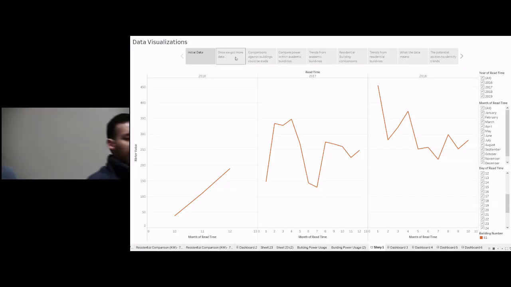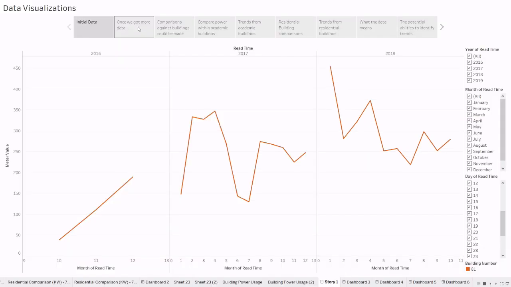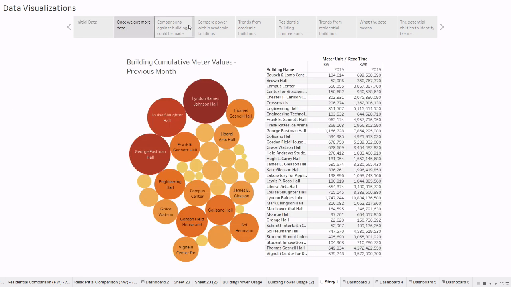So this is the data that we started off with at the beginning of the year. We only had historical data from 1 meter, and this wasn't very useful in terms of finding out RIT's power consumption. And so then once we were able to get more data and extract more data from most of the meters on campus, we were able to visualize that data and transform it to identify new trends.